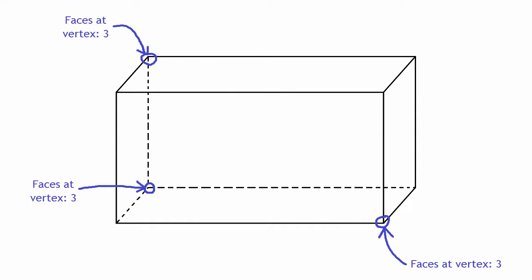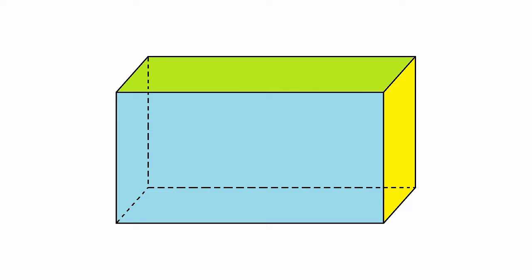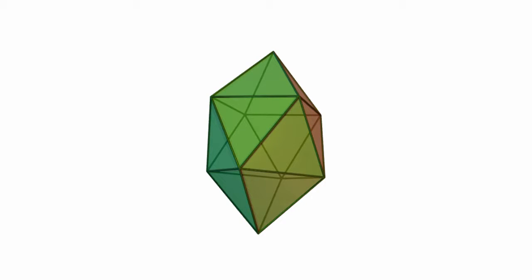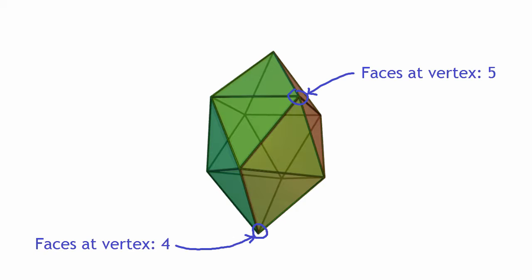So a shape like a cuboid here, even though all the vertices are met by 3 faces, it's not considered a Platonic solid because not all the faces are the same. The faces aren't even regular polygons. And even though this shape has got all the faces as regular polygons, it's still not a Platonic solid because the vertices are not all met by the same number of faces.